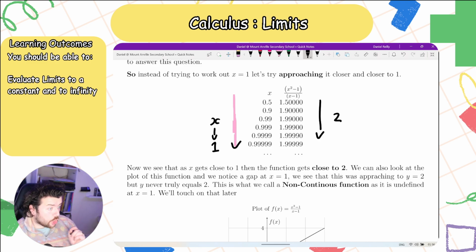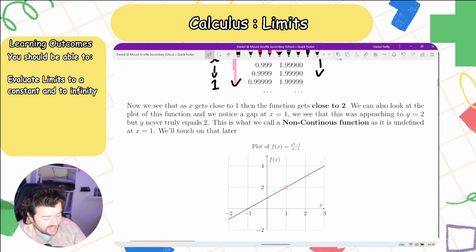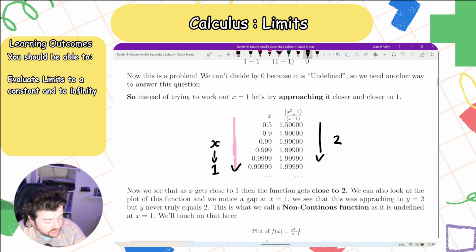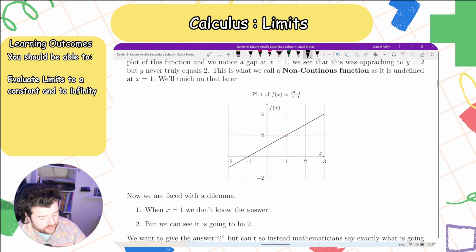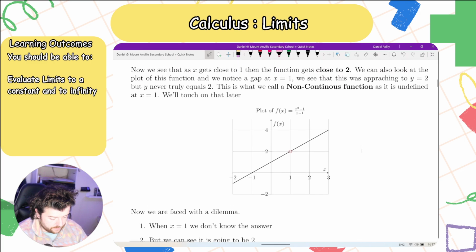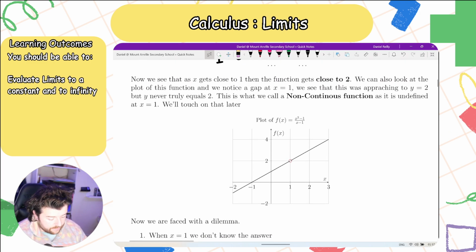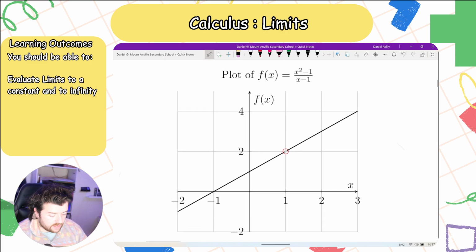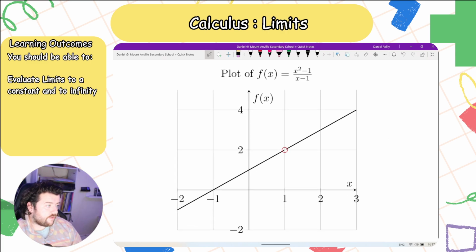So we say that the mathematical limit of this function as x approaches 1 is 2. Let's look at the little graph here. Here's a plot of the function. It goes up, up, up, but when I get to x equal to 1, whoop, there's a gap.